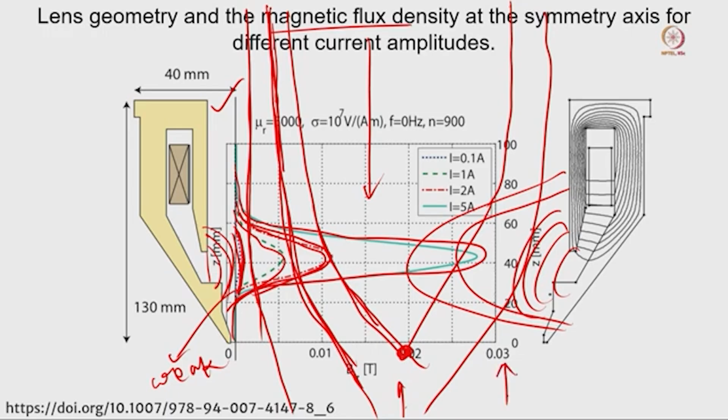That we are going to discuss more in the next class. So here, when we are using a very strong magnetic field, the crossover point is going up, and we can say that is a strong lens. Otherwise, if the magnetic field is very low, we can say that is a weak lens.